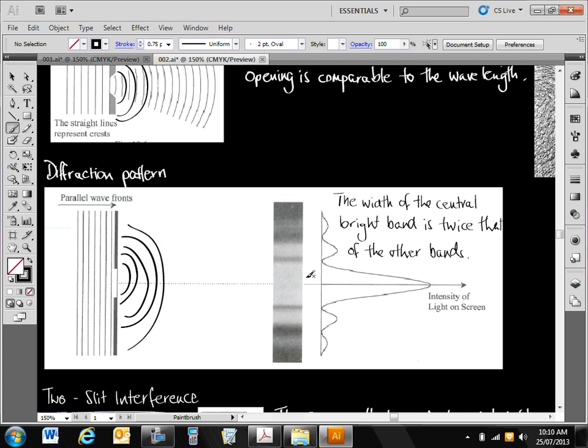And so we say we put a screen here. That screen's going to show up the light. It'll show a region of maximum intensity right in the center line here, and we call this a bright band. This bright band will be twice the width of each of the bands as we move out. The intensity decreases also as we move out, and you'll see the intensity distribution here. Intensity is at a maximum right in the center. It's double the width of the next band, which is much lower intensity, half the width, and again, half the width of the central bright band.